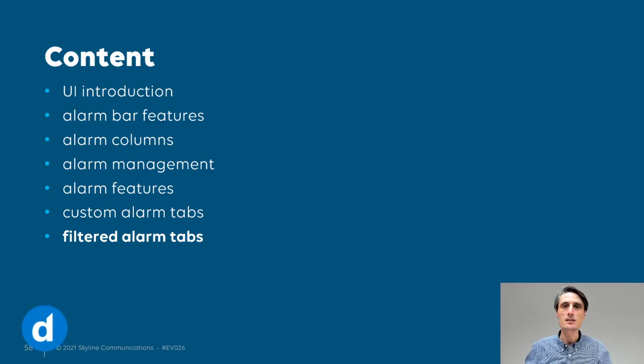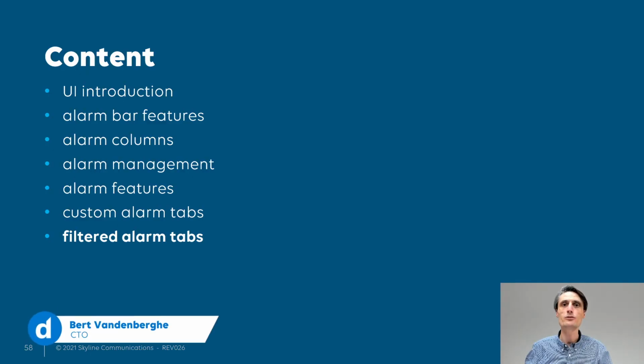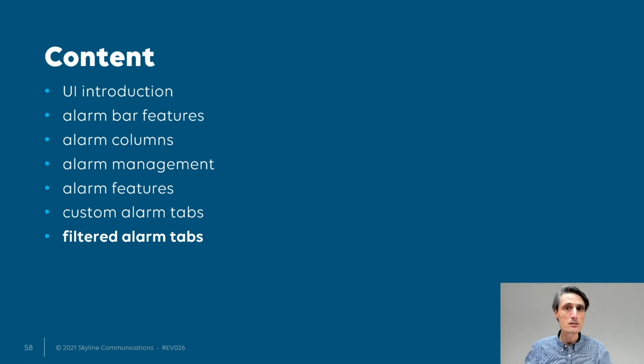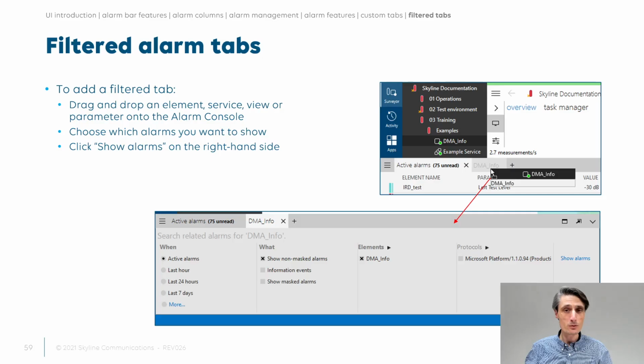Filtered alarm tabs. Here we will take a look at how to filter the tab pages that we added before, for instance, to only see critical alarms in there. Before we do so, we will first take a look at how to do certain filtering on, for instance, an element or a view or a service very easily with just drag and drop without going into any configuration, which we will do immediately after that.